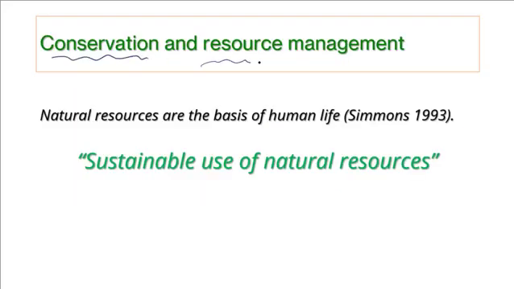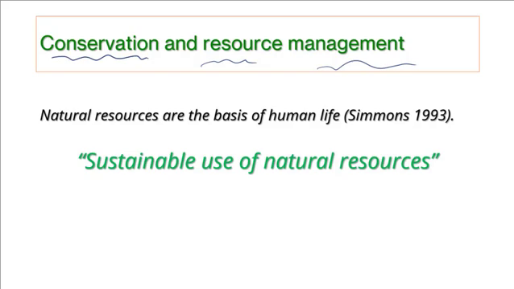Conservation and resource management. Natural resources are the basis of human life. Sustainable use of natural resources is the key word when we target conservation and resource management. Renewable resources such as plants and animals become extinct if not managed properly. They are maintainable, but purely exhaustible resources like fossil fuel and some other minerals are not maintainable. The behavior of a resource depends on how we use it or how we manage it.